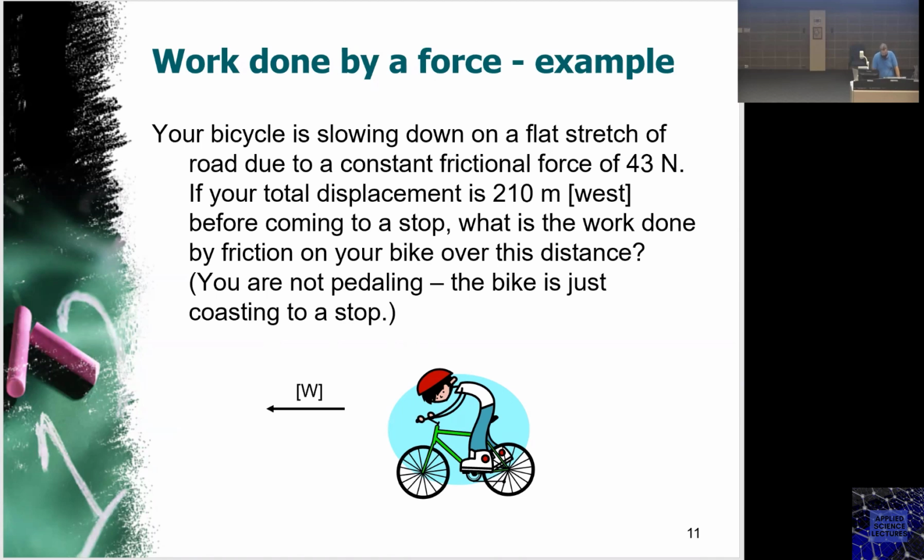If your total displacement is 210 meters west before coming to a stop, what is the work done by friction on your bike over this distance? You're not pedaling, the bike is just coasting to a stop, which means you're not putting force there. Only the force of the friction is applied on that bike that had an initial velocity, and the friction is slowing it down.